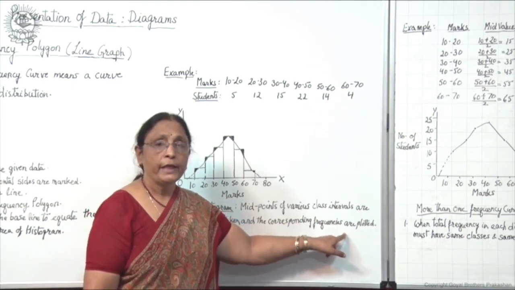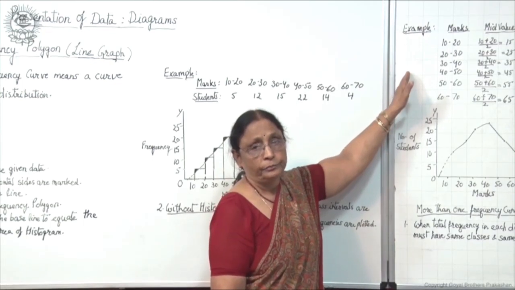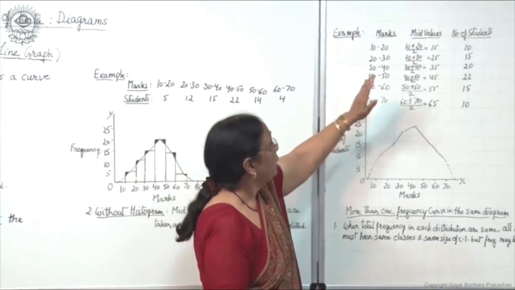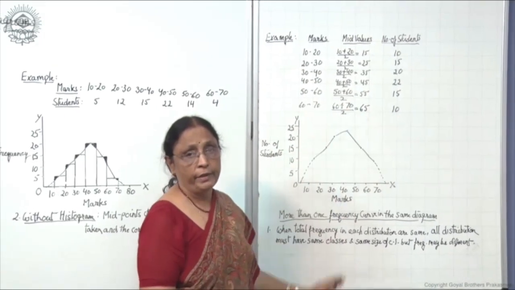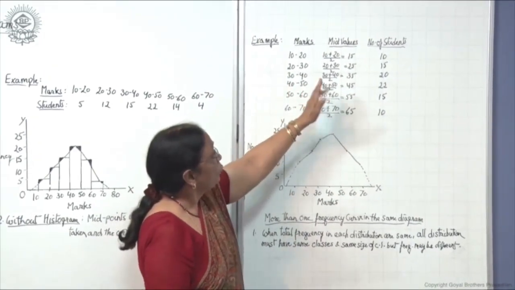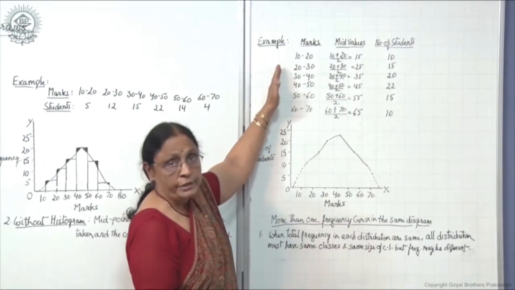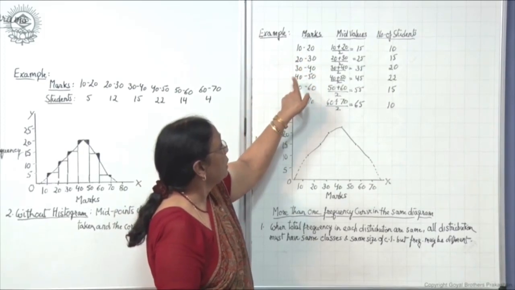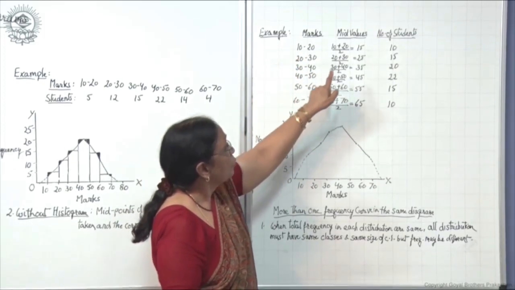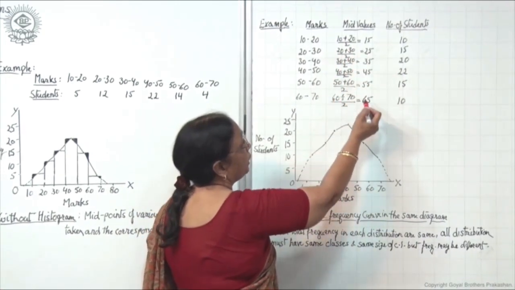Okay. Now we will take another example for this. This is the example here. Here are marks and number of students. This data is given. Now you have to calculate the midpoints or mid values of the class intervals of marks. Here 10 to 20, this is the class interval given. How to calculate the mid values? 10 plus 20 upon 2, you will get the value.